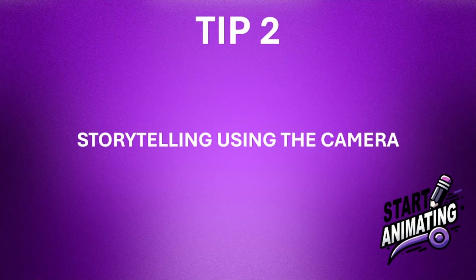Then tip number 2, storytelling using the camera. Okay, so this is filmmaking 101. If you want to become a storyteller through film or even animation, because that is the same format, visual storytelling, you need to understand how to tell stories using the camera. So I'm going to give you just a few examples just to illustrate what I'm trying to say. Okay, the first one is cinematography.